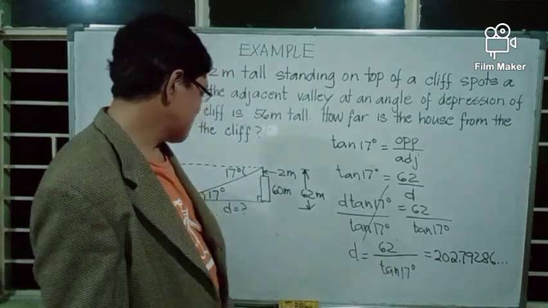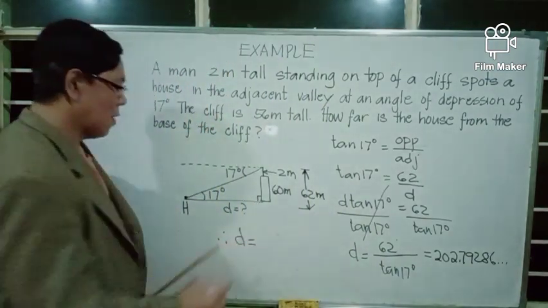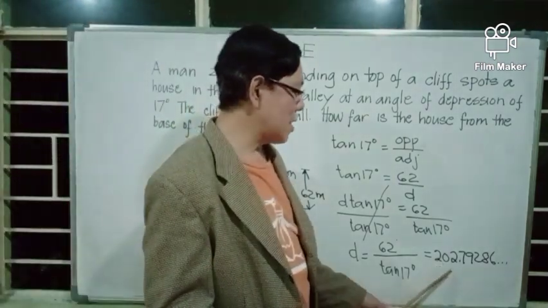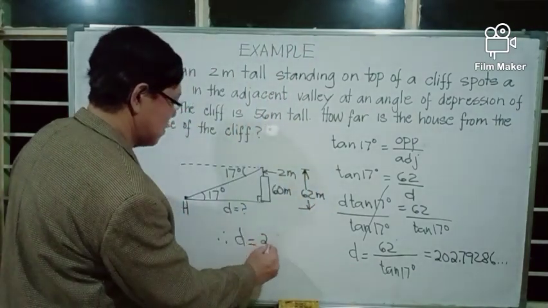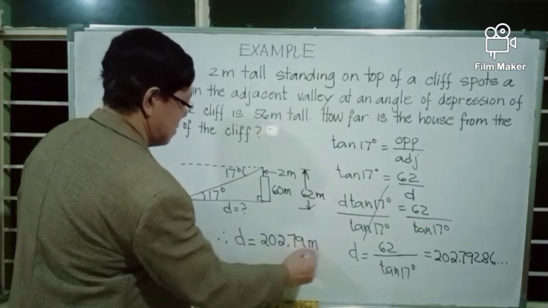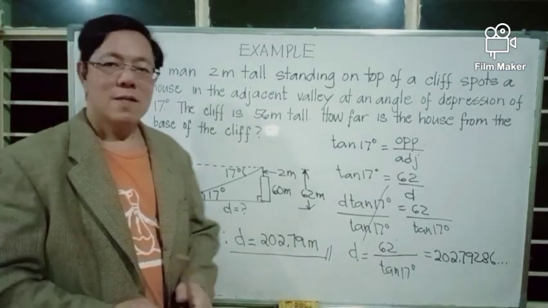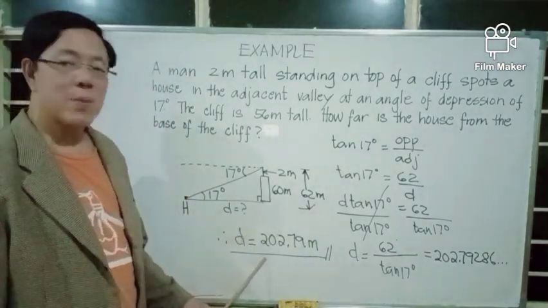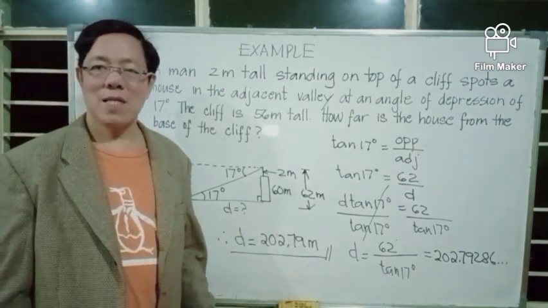Thus, we simply drop 2 and all the digits to its right. And the distance of the house from the base of the cliff to 2 decimal places is 202.79 meters. The distance of the house from the base of the cliff is approximately 202.79 meters.